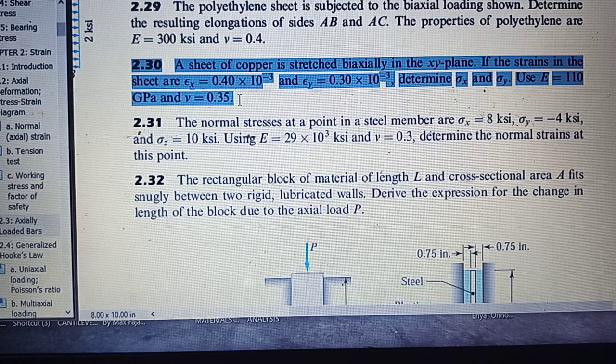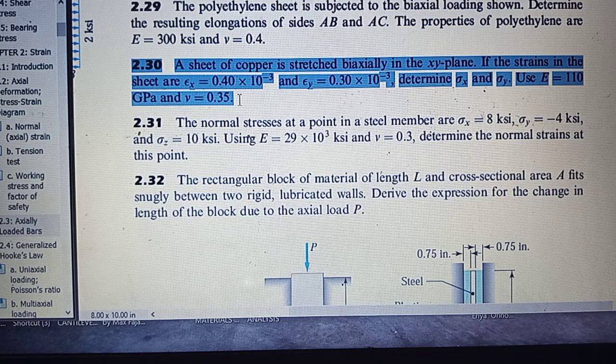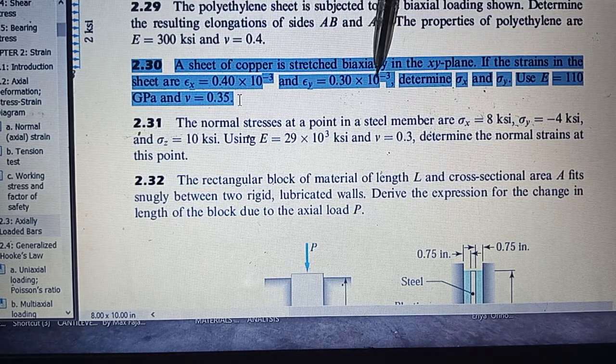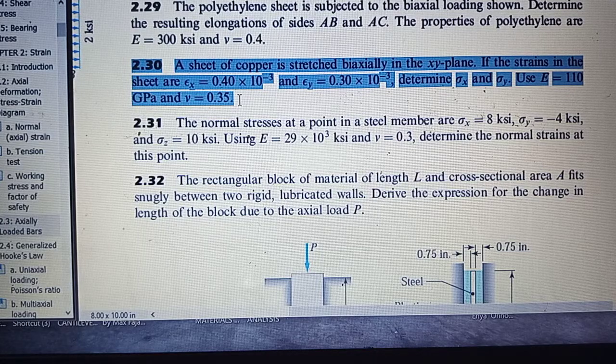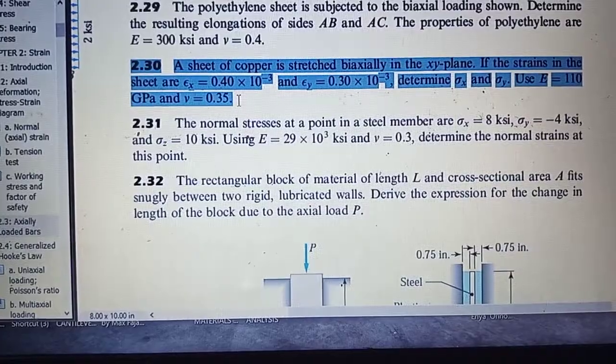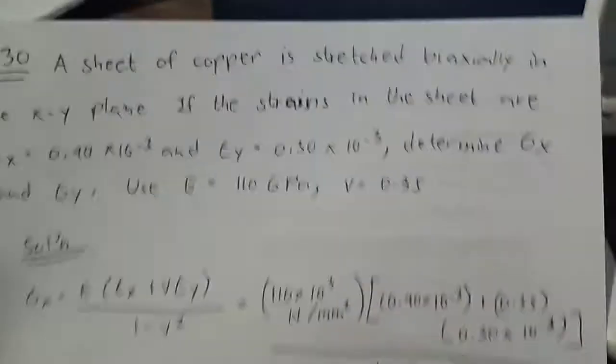A sheet of copper is stretched biaxially in the xy plane. If the strains in the sheet are epsilon x, or the strain at x, equal to 0.40 times 10 to the negative 3, and the strain at y equal to 0.3 times 10 to the negative 3, determine the stress at x and the stress at y. Use E, the modulus of elasticity, equal to 110 gigapascals, and v, the Poisson's ratio, equal to 0.35. This is our short solution to the problem.